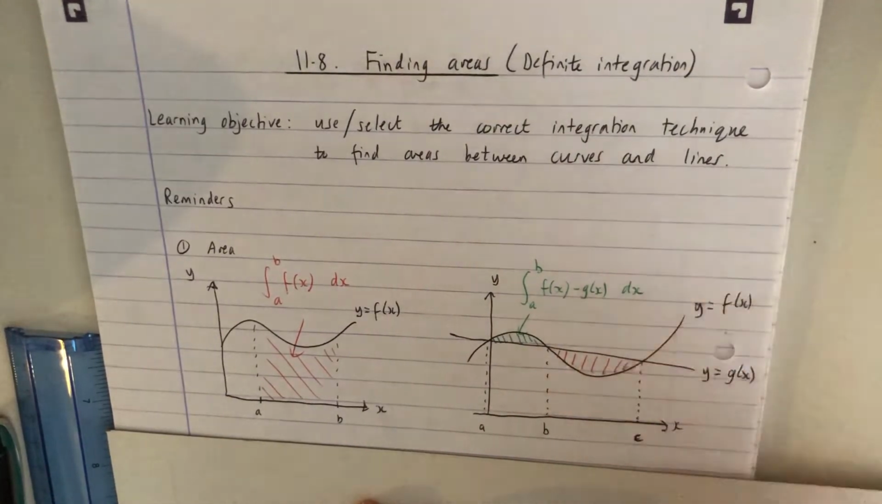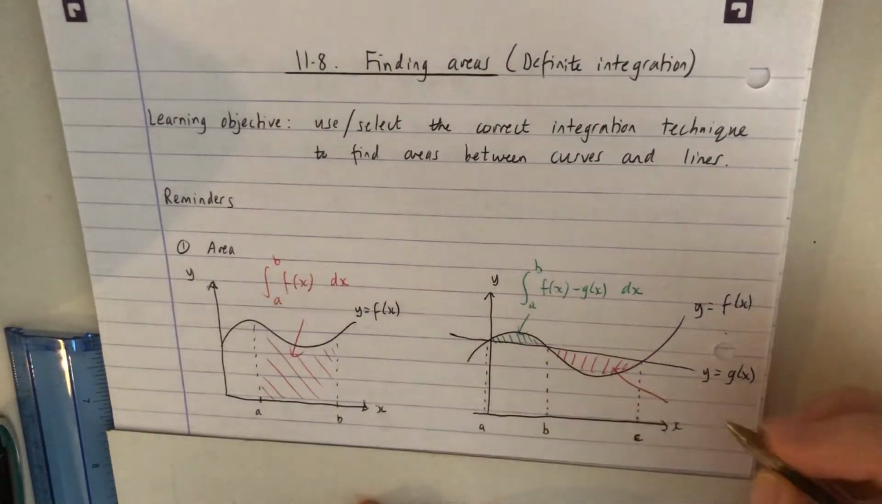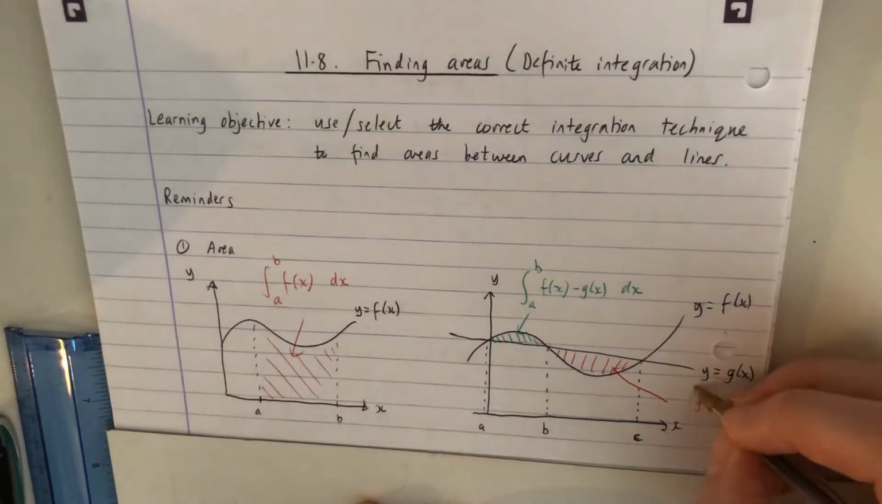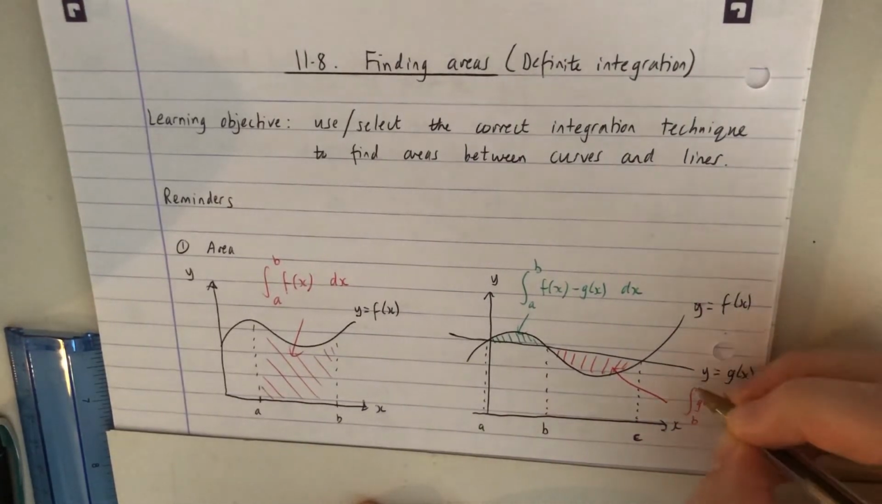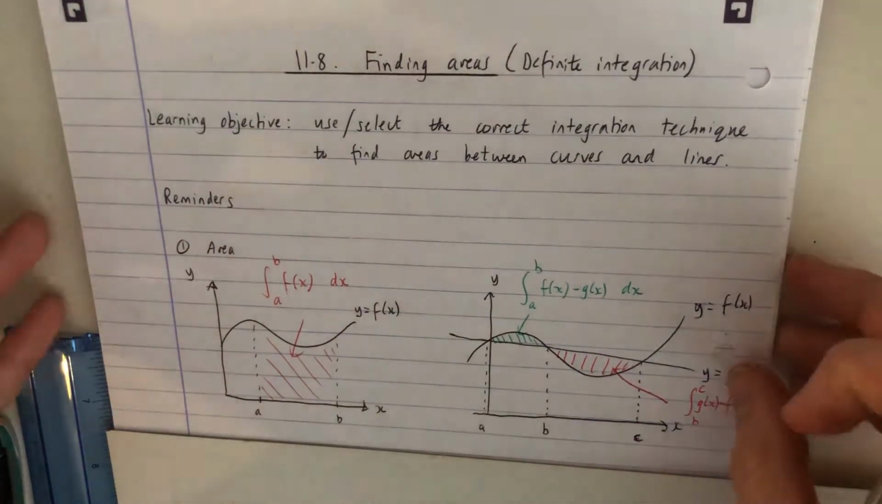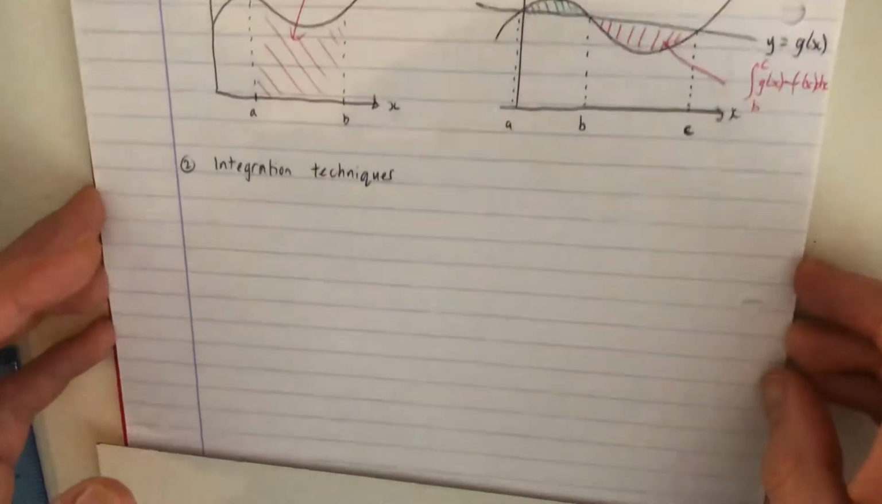This one, or this B. This time the top curve is g of x, subtract f of x, and then you're integrating with respect to x, but now between b and c. And that would be it. Okay, so that's the first reminder. Now we're going to move on to the second reminder, which is the bigger one, which is the different integration techniques we've done up to this point.